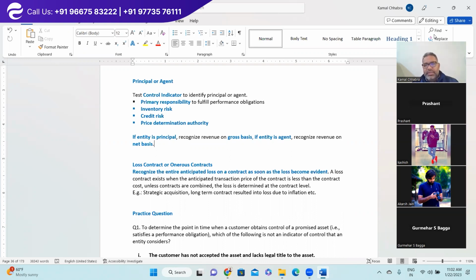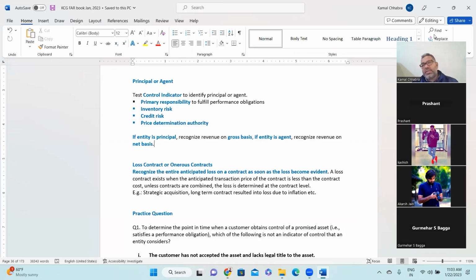We'll try to push the agent, but at the end it is your company's loss, right? So that is called credit risk. And last and the most important is price determination authority. Can Prashant and Ayush make the price decision, or is the pricing being decided by the agent at the respective location? Being decided by the principal, or decided by the company, right?